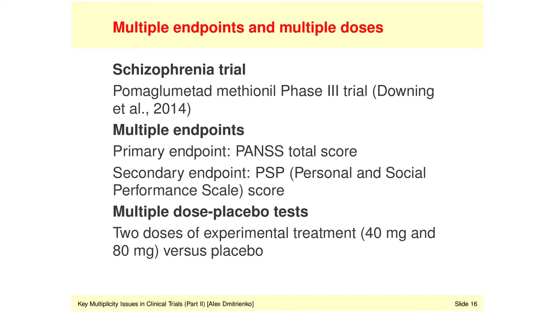And this slide gives you a very quick example of an extended version, if you will, of example 3, which actually features 3 sources of multiplicity. In this case, the sources of multiplicity were the analysis of multiple endpoints. You can see here on the slide that a single primary and a single secondary endpoint were analyzed in this trial. In addition to that, multiplicity was induced by the evaluation of multiple doses compared to placebo. 2 doses of the experimental treatment were investigated versus placebo.